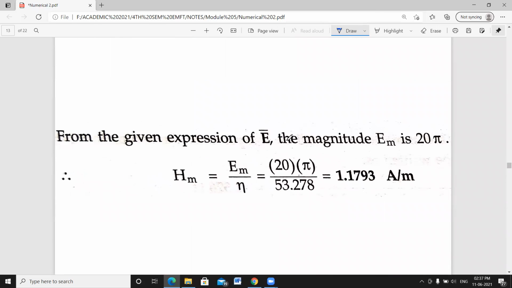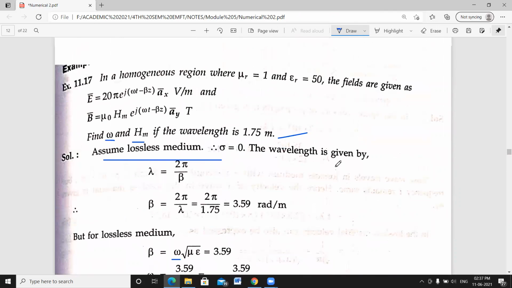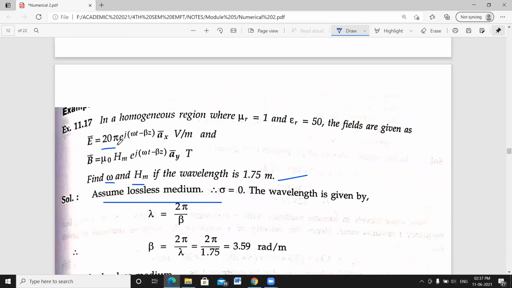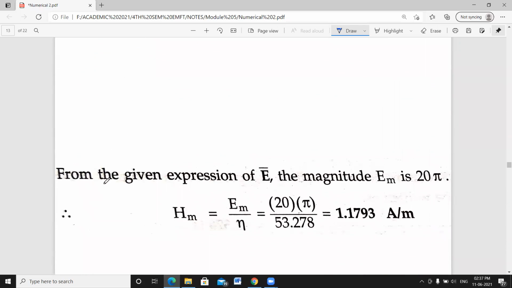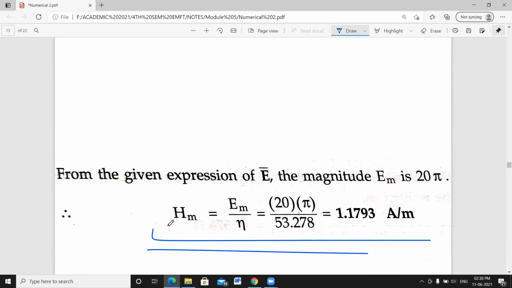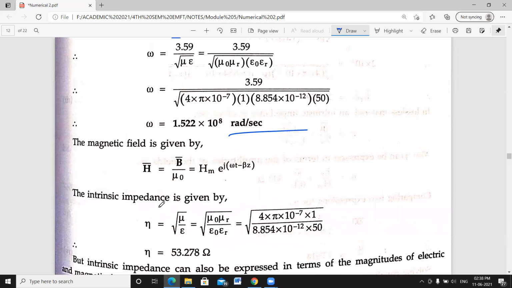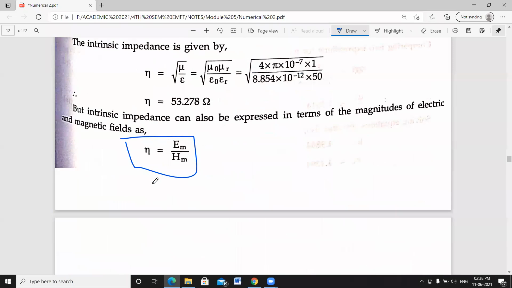From the expression, the magnitude of Em is taken as 20 pi. Based on the standard equation, Hm is going to be Em by eta, that is 20 pi divided by 53.278, which equals 1.1793 amperes per meter. This is how we get the equation for Hm and also for omega. You should know all the equations, then it will be easy for you.